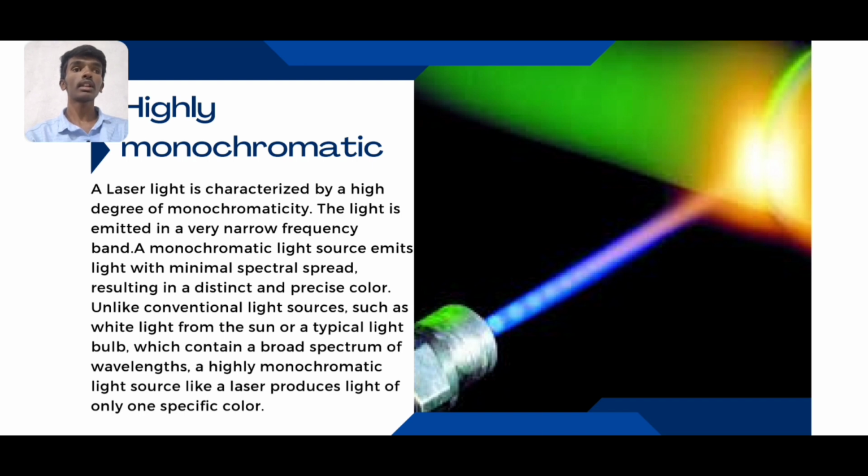Unlike conventional light sources such as white light from the sun or a typical light bulb, which contain a broad spectrum of wavelengths, a highly monochromatic light source like a laser produces light of only one specific color.